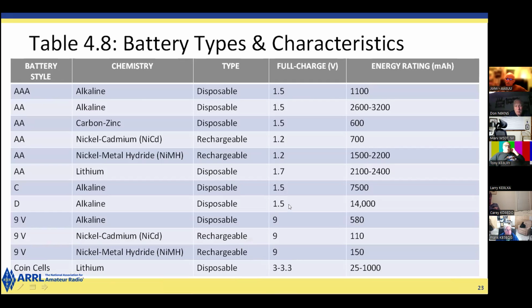Let's see everything. But this is the interesting part, I think, the amount of current in them, or amount of what do they call it? Milliamp hours. Quite a variation there. Nickel metal hydride was really popular with the rechargeables.